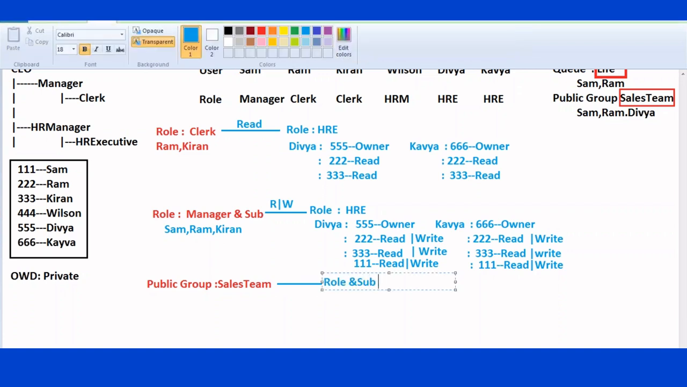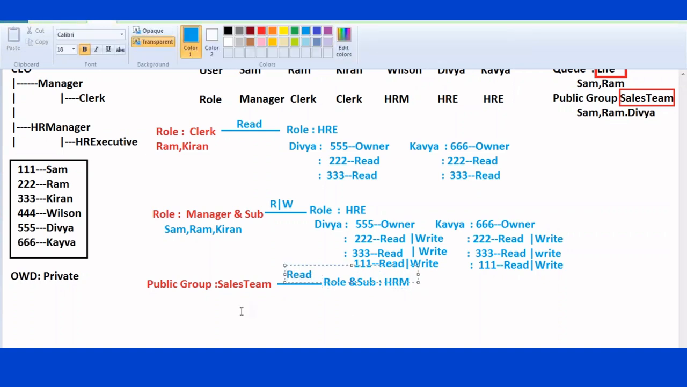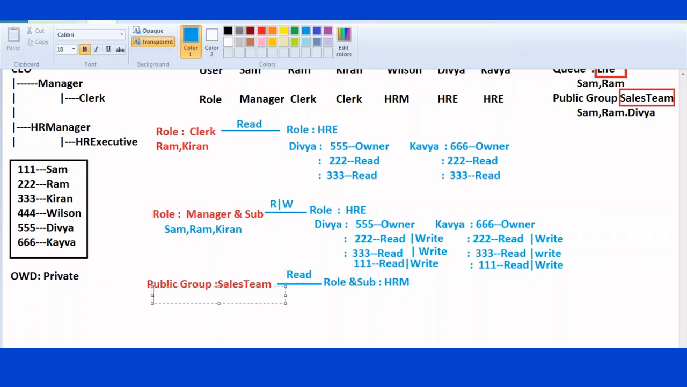Share them with the role and subordinates of HR manager. Records which are owned by the users who belong to public group. Who belongs to public group? Shah, Ram. They are shared with the role and subordinates of HR manager. Who is HR manager? Wilson, Kavya.